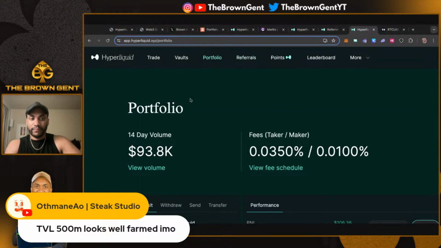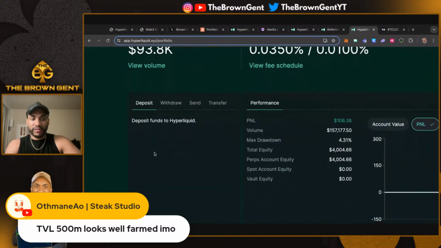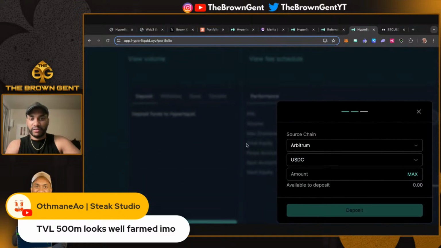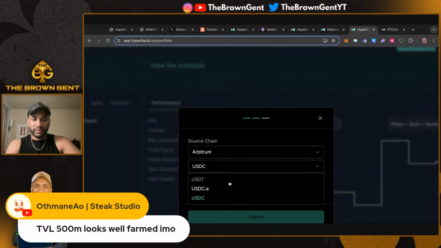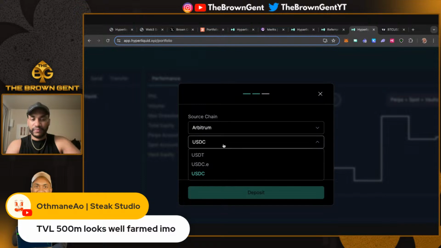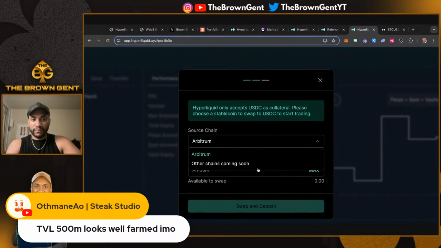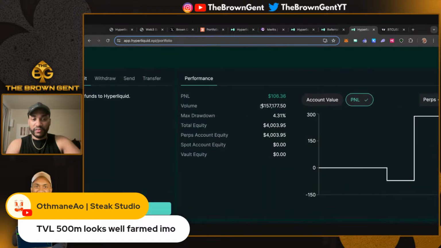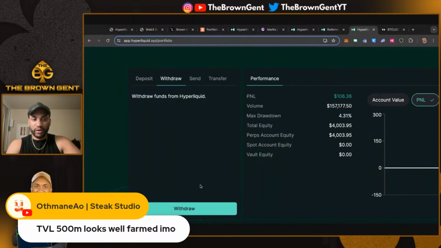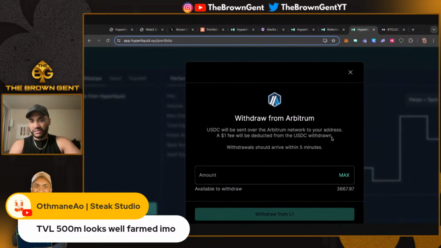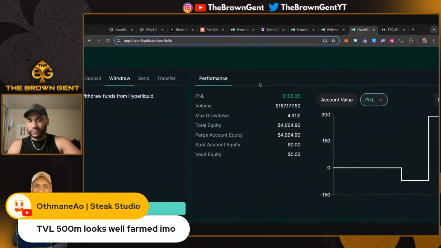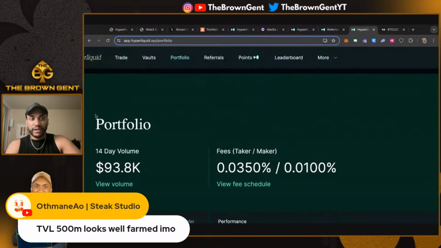Go to portfolio, go to deposit funds to HyperLiquid, you hit deposit, and you can literally select Arbitrum, the only option for now. You pick whatever you want, USDT, USDC.e, USDC. And then once that happens, you can pick the amount, and then you're good to go. So it's very simple. Withdrawals will cost you $1, but it's the exact same thing. Withdraw up to 3,667. The rest of the margin, we're not doing that as well. But definitely something to consider.